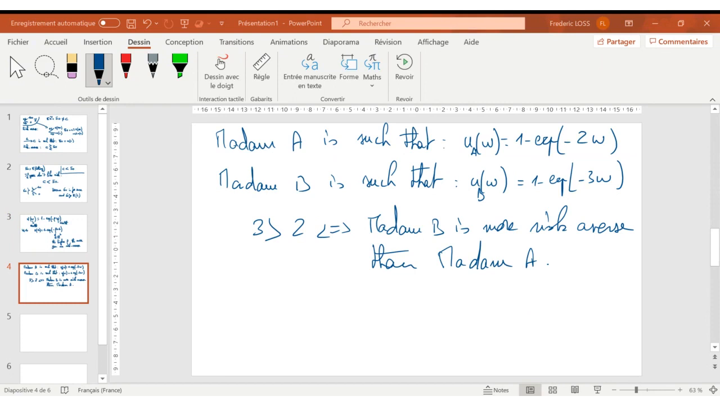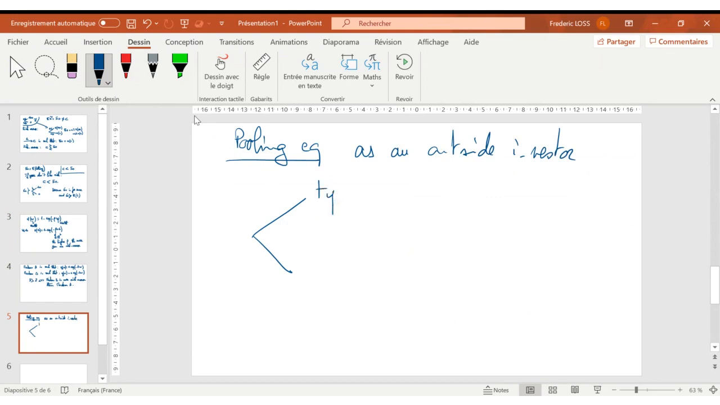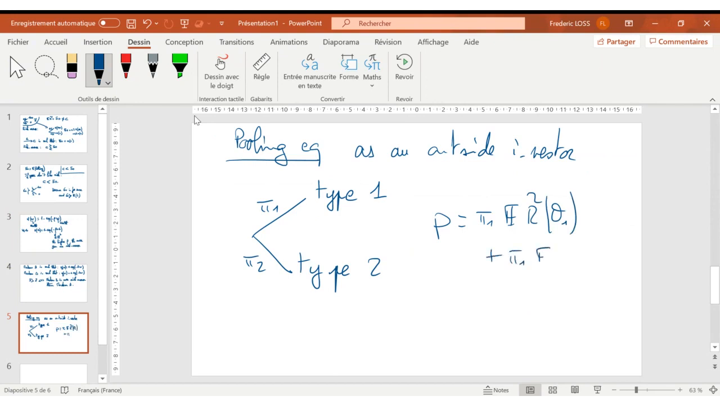Yes, about pooling equilibrium. As an outside investor, you know that you don't know precisely the type of an entrepreneur, but you know the distribution between the two types of entrepreneur. So the price you want to pay is the average, the expected value. So it is pi 1 r tilde of theta 1 plus pi 2, sorry, r tilde of theta 2, which is pi 1 theta 1 plus pi 2 theta 2.